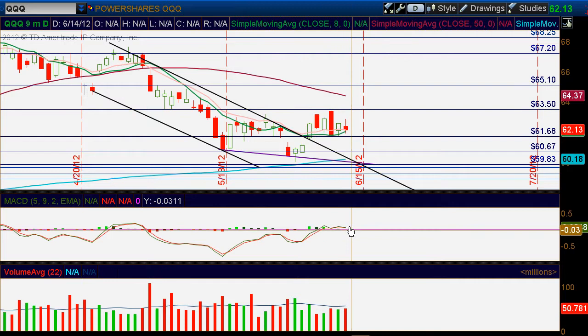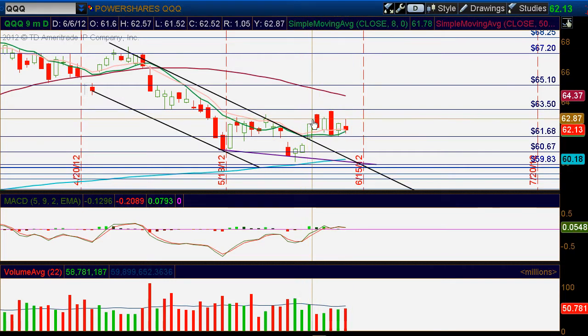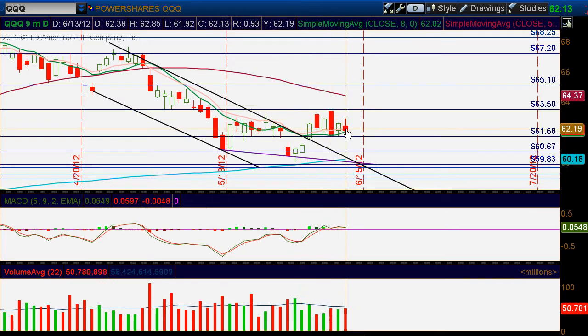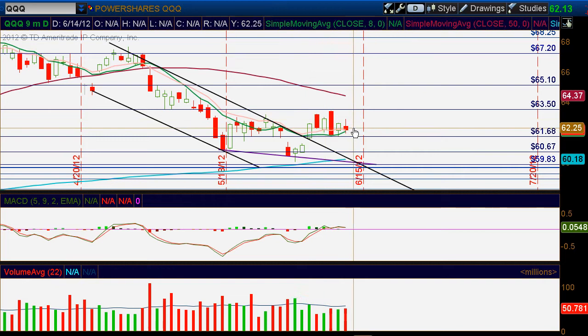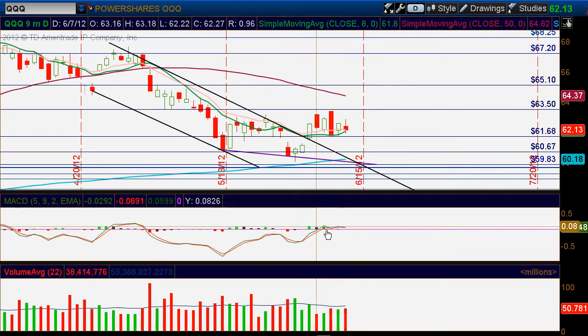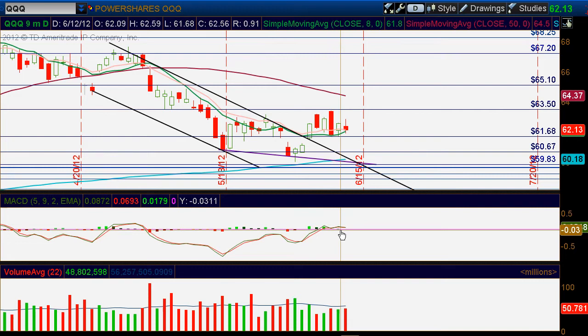That's what typically happens once we are in sideways motion or in a tight trading range right here. The MACD tends to slow down and get flat a little bit. So that is what we do see here.